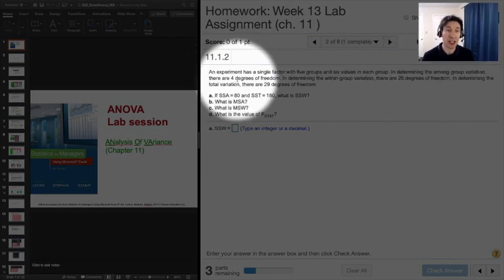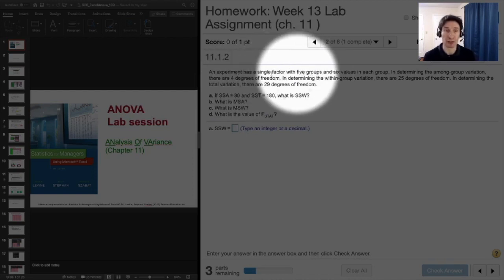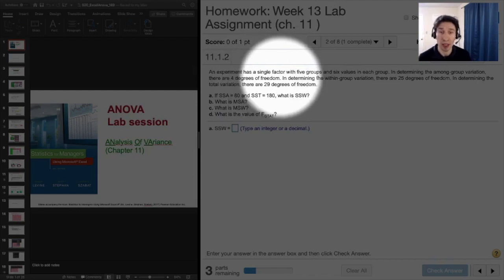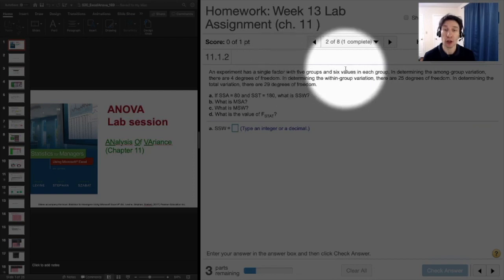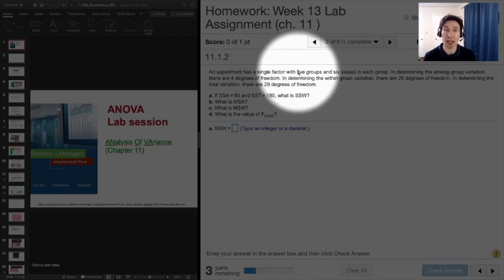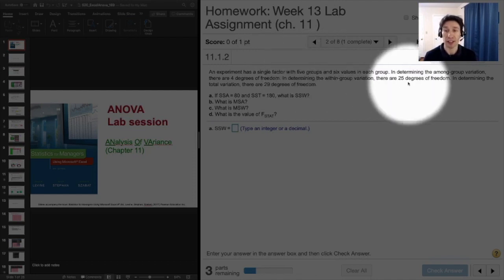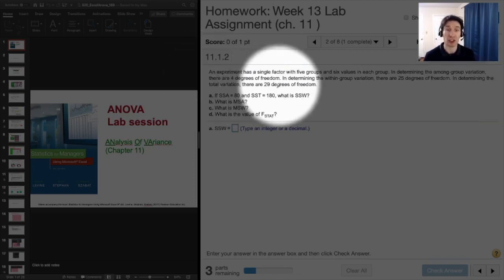Among group variation has 4 degrees of freedom. Well, I already knew that because you told me I had five groups. Within group variation, there are 25 degrees of freedom. Again, I already knew that because I just computed in my head that there were 30 observations, 30 minus 5, n minus c, that's 25. So this is redundant information. You could have thought of that already by yourself, but at least it confirms what you know. And in determining total variation, there are 29 degrees of freedom. Again, we knew that, n minus 1.